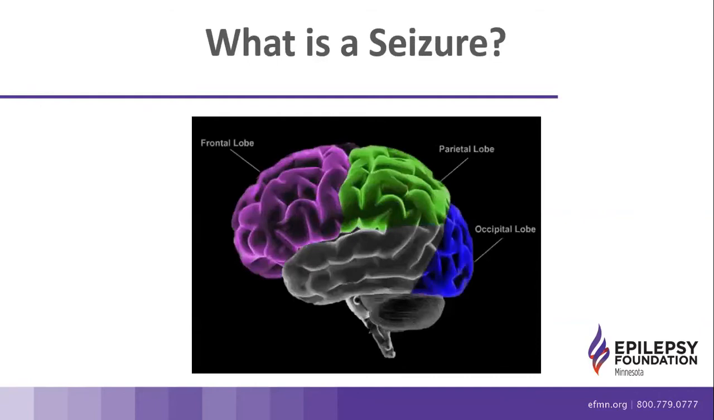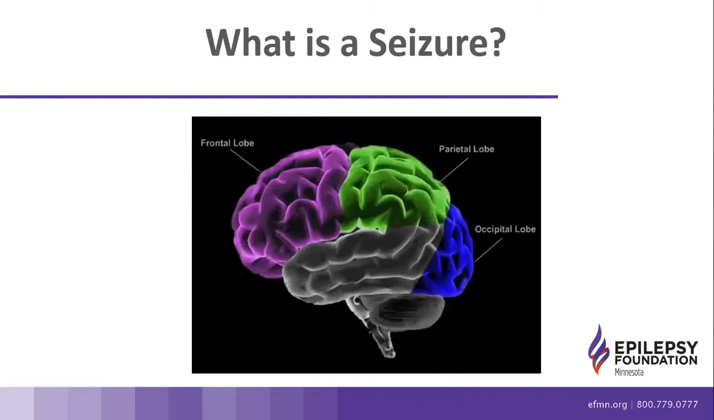Let's move on to talking about a seizure. Epilepsy is defined as that neurological medical condition characterized by recurring seizures. Well, what then is a seizure? A seizure is a single medical event where, as you can see in the brain, there are lots of different lobes that are responsible for different functioning for the person.